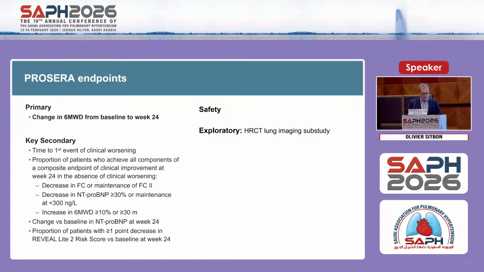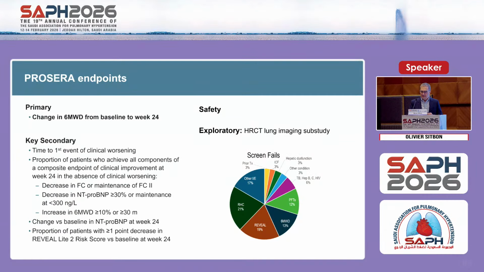I don't want to go into too much detail on this. Interestingly, when we look at the screening failures, the main cause of screening failure was right heart cath or the REVEAL score. And otherwise, we have different reasons for screening failure.